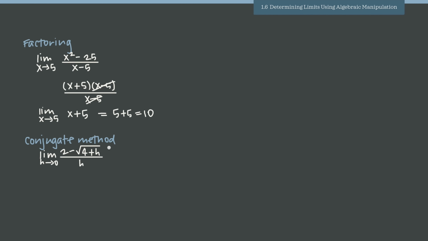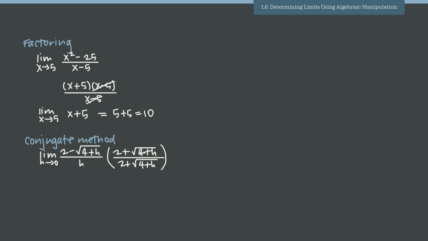And remember, for the conjugate method, we take the two-term binomial, in this case in our numerator, and we keep the same two terms but change the sign. So instead of 2 minus, we'll do 2 plus. We leave everything else the same, and then we divide by the exact same thing. So 2 plus root 4 plus h, like that.